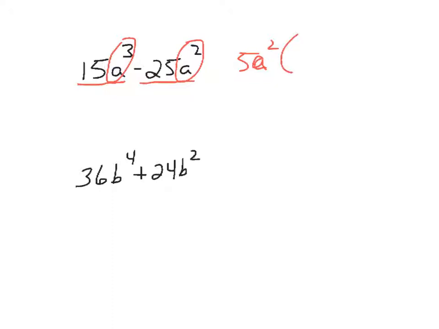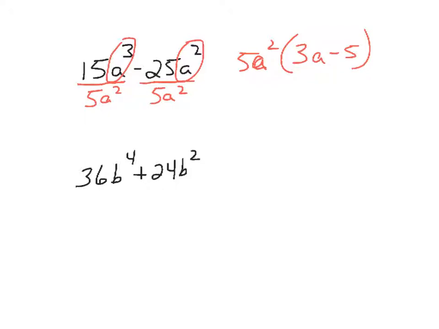So then I just need to figure out, what do I have left? If I take a 5a squared out of that 15a cubed, in a way I'm dividing that 15a cubed by 5a squared, so I am left with just 3a. If I take a 5a squared out of that 25a squared, then I'm just left with 5. So, if I want to factor, I have 5a squared times, in parentheses, 3a minus 5.